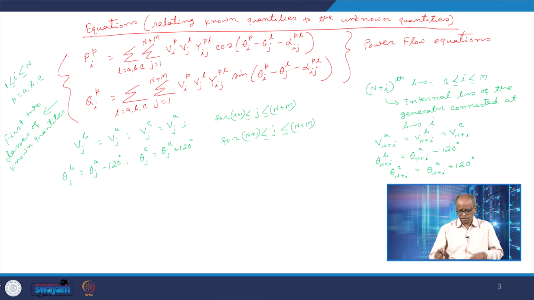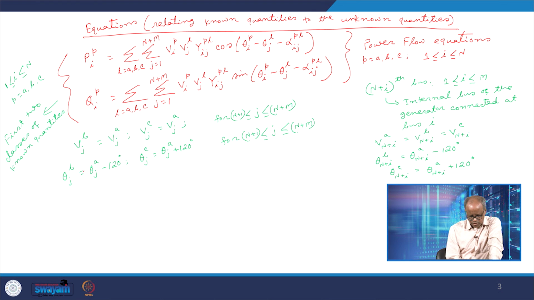Please note here, P is A, B, C, and I is 1, right? So, for each of these original n buses and for each of these phases. So, this is for real power, this is for reactive power. Now, let us look at the equation for... so these are the equations for real and reactive power.